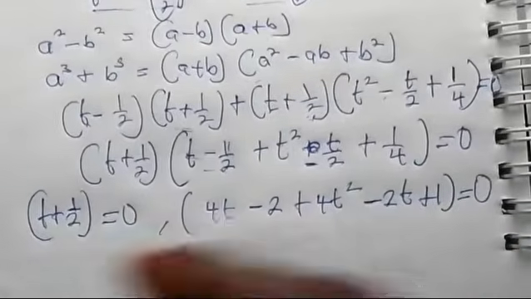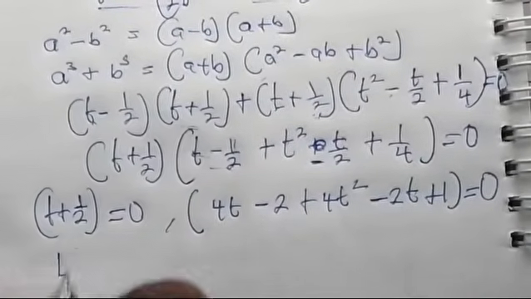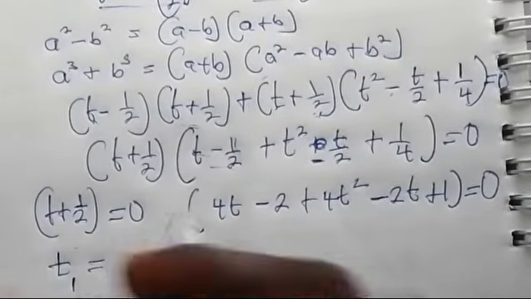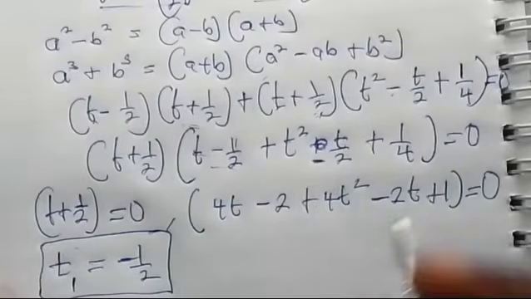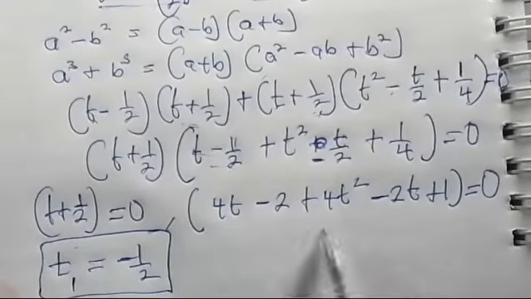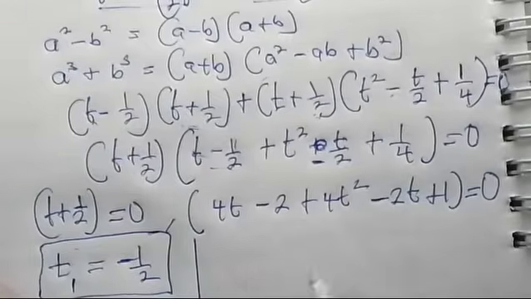Everything is equal to 0. Here now, when you collect like terms, I've gotten the first value of t, which is equal to minus 1 over 2. So let's look for that value of t. Now, let's write this. This is a quadratic equation, right?